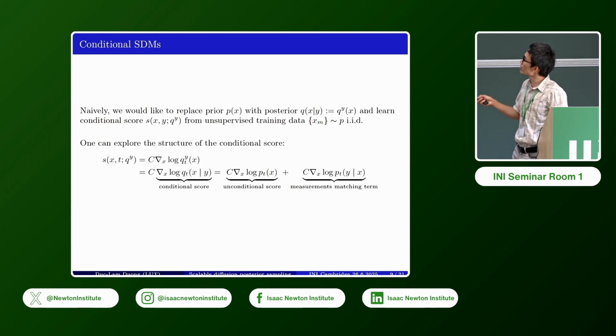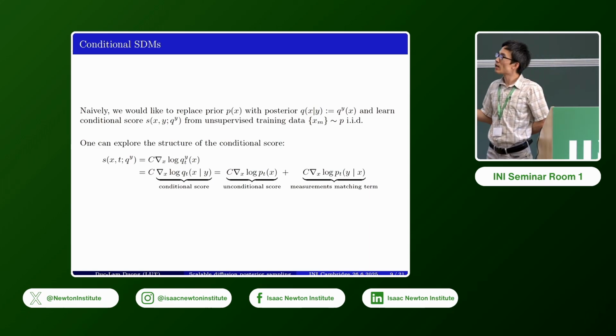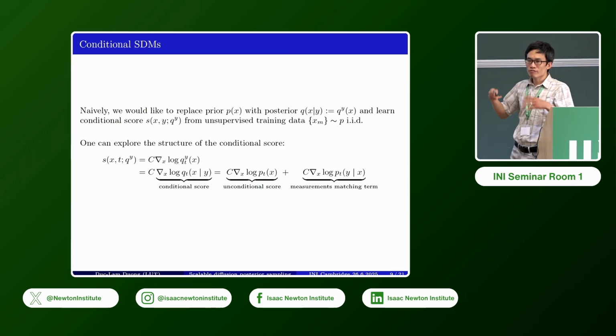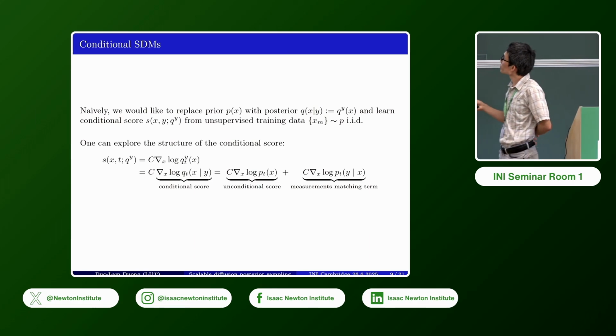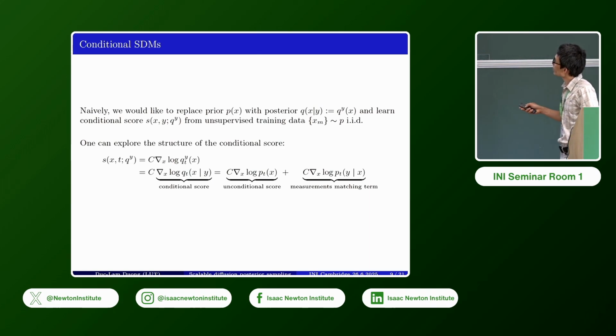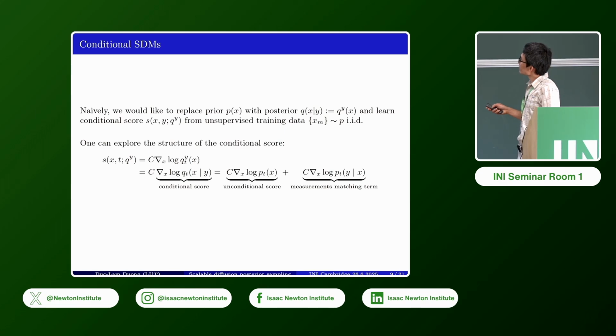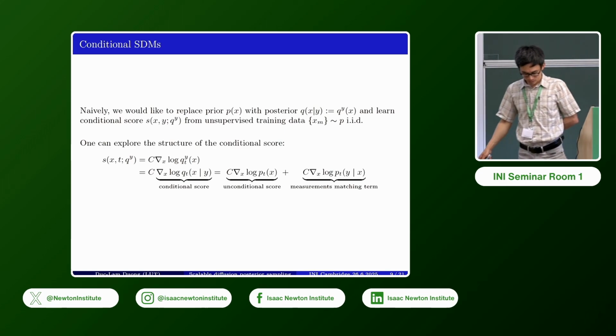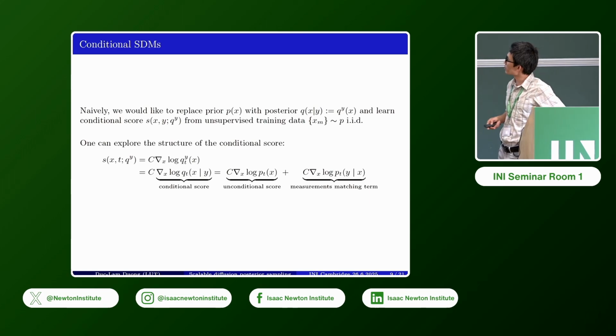In this talk, for anything in finite dimension, I will use Q or P just to denote that we have densities. In infinite dimension, we have the measure mu. Right. So just by Bayes' theorem, you can write it to be the unconditional score plus the likelihood term. So this is like a measurement matching term.